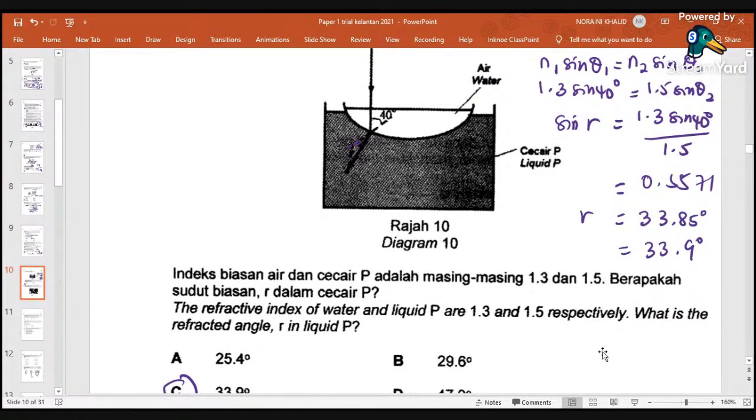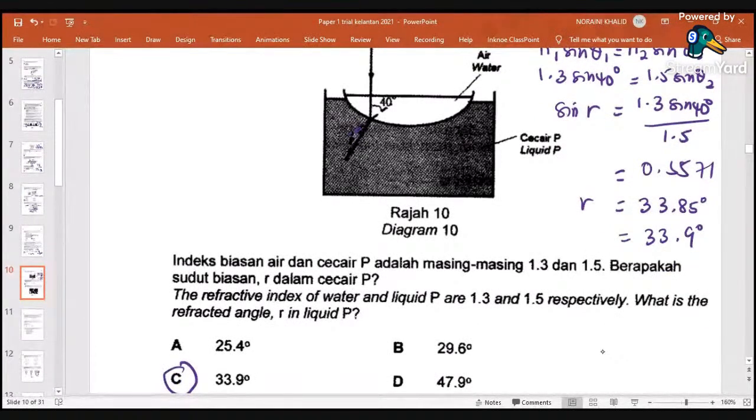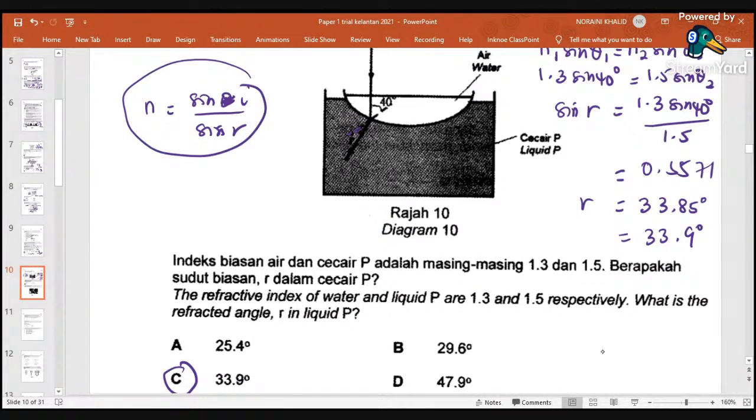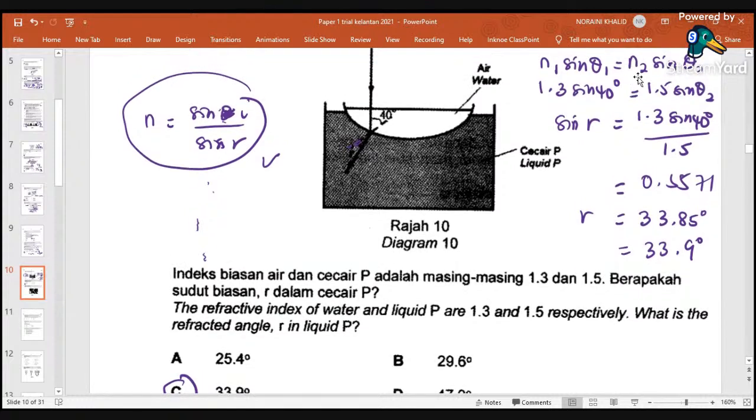Okay, so you must know this formula. n equals sine theta, or sine i over sine r. This one is for air and another medium. For example, air and water, air and glass, so we can use this formula. But if it is a different medium than air, like liquid A and liquid B, so you must use n1 sine theta 1 equals n2 sine theta 2 to get the answer.